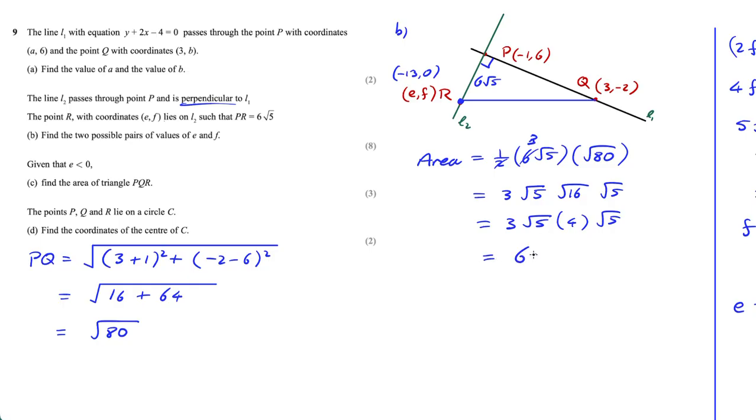Finally, part D. The points P, Q, and R lie on a circle. Find the coordinates of the center C. So guys, I have seen this type of question before. If these are on a circle, let me try and draw the circle here. I need to make that bigger. That's pretty close.